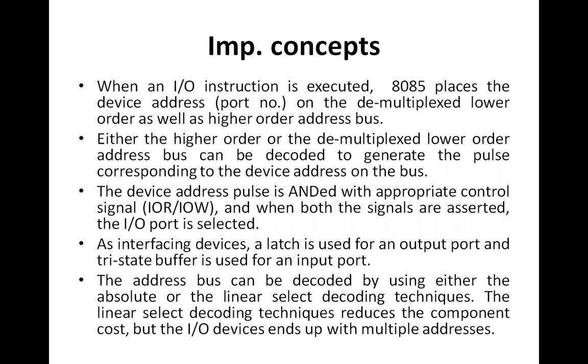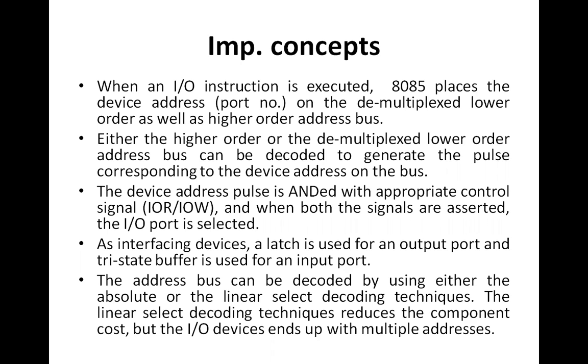Once the device address pulse is generated, it is ANDed with the appropriate control signal, depending on whether it is a reading operation or a writing operation. And when both these signals are asserted, the input output port is going to be selected. As interfacing devices, a latch is used for the output port and a tri-state buffer is used for the input port. And the address bus can be decoded by using either the absolute or the linear select decoding technique.